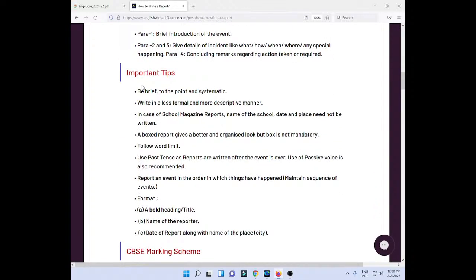Now, important tips: be brief, to the point, and systematic. You need to be very brief, to the point, and systematic in your writing.